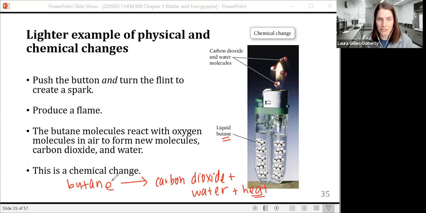But you can see, right, you start with something, butane, and at the end of this change, you have different substances present. So that's a chemical change that's happening. Just releasing the butane from the liquid state to the gas state, not a chemical change, it's still butane. But when it undergoes this chemical change by combusting, by being burned in the presence of oxygen, we see its property of flammability, that it's able to undergo that chemical change by combusting. It's highly flammable.